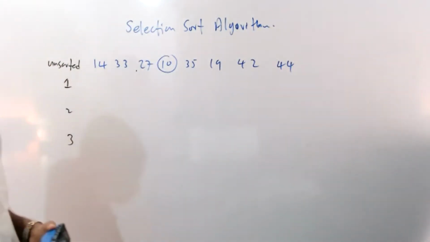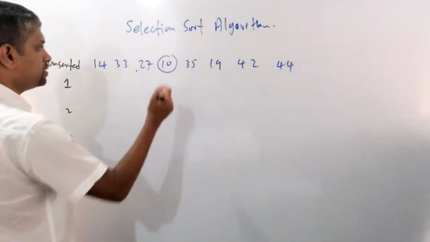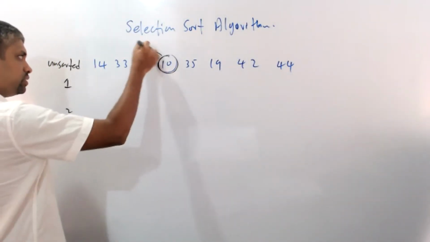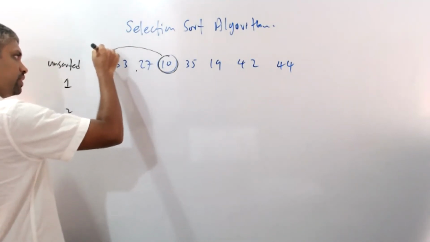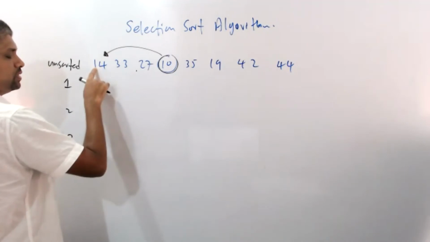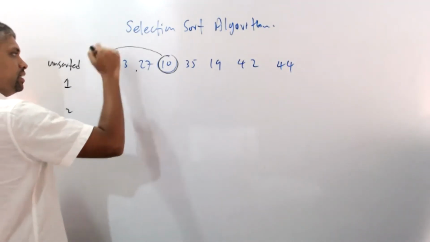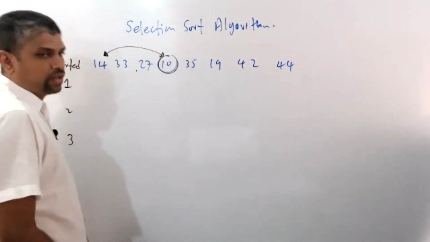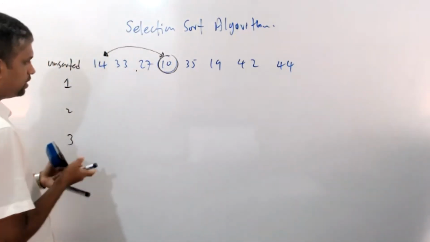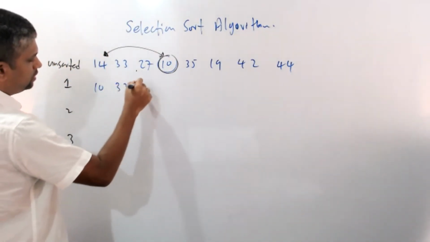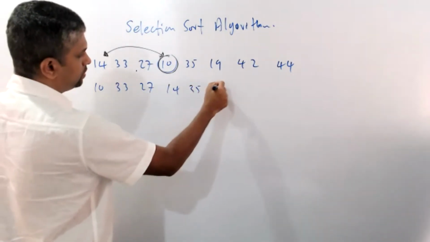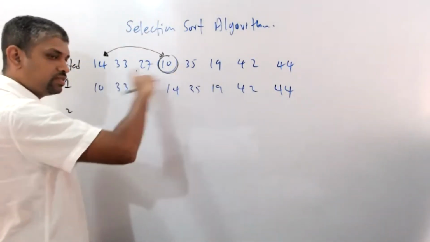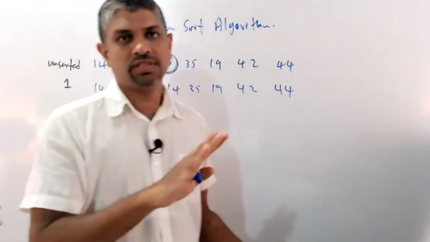This is the minimum. So we are going to put the minimum not in a new location, we are going to put it here. We are going to put this minimum one at the first position, right? And here, we are going to swap the minimum value with the first value. Therefore, 10 will be here, 33, 27, 14, 35, 19, 42, 44. So we are not going to use a new list. We are going to use the existing list now.